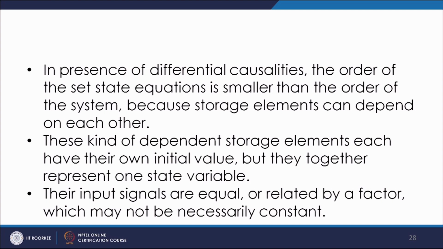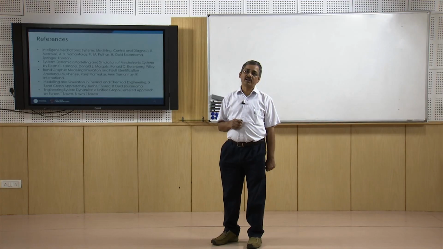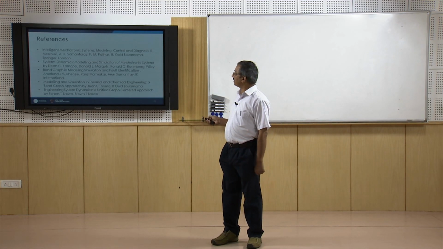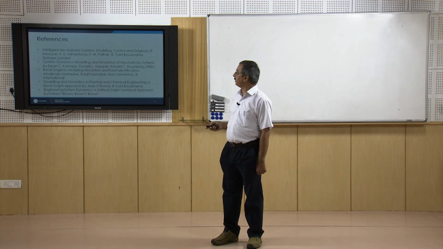Now, these dependent storage elements each have their own initial value, but together they represent one state variable, and their input signals are equal or related by a factor which may not necessarily be constant. So, this is what happens with differential causality, and these are the references. You can look at our book on intelligent mechatronic system modeling, control and diagnosis for further details.